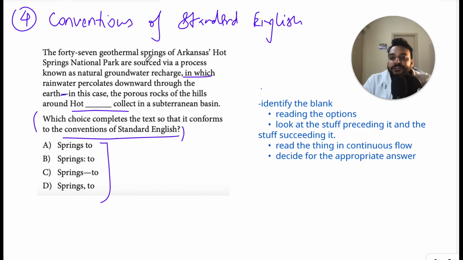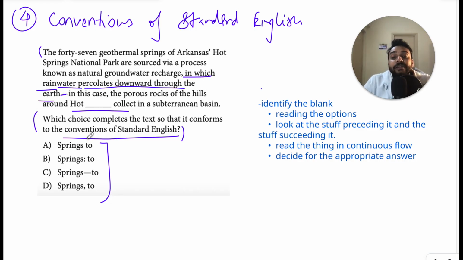The 47 geothermal springs of Arkansas's Hot Springs National Park are sourced via a process known as natural groundwater recharge, in which rainwater percolates downward through the earth, in this case, the porous rocks of the hills around hot springs to collect in a subterranean basin. Okay, now we can get it. It's a continuous idea. How are the springs sourced? Via a process of natural groundwater recharge. In this process, what happens? This thing happens. It's describing the whole process. And then the process is described here all the way till through the earth.